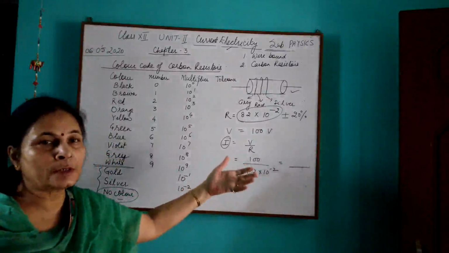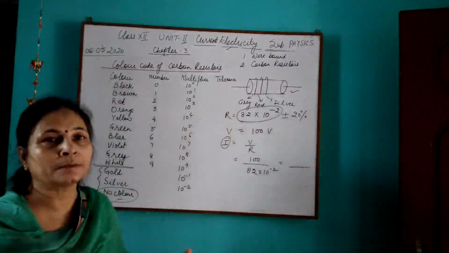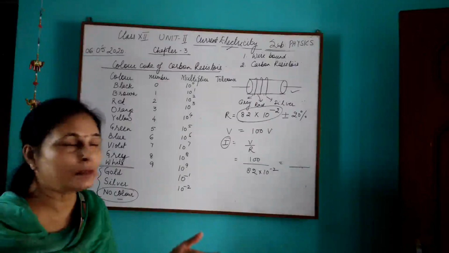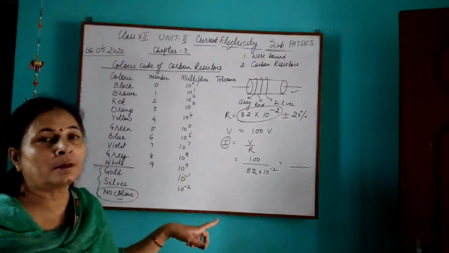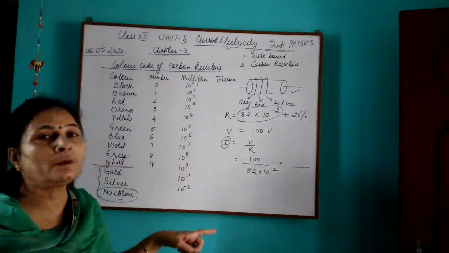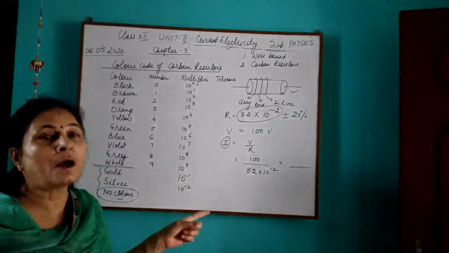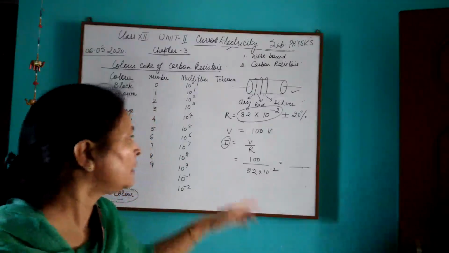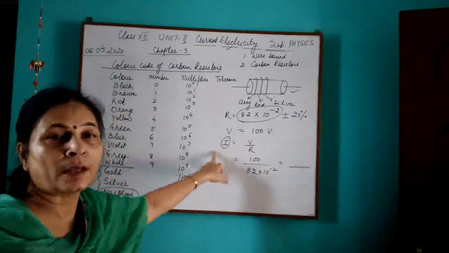So one form of question is, you will be given the colors of the rings. You will have to find out the resistance. The second question is, you will be given the color coding. You will also be given the voltage. You will be asked how much current will be passing through the circuit. Then you will do it in this manner.